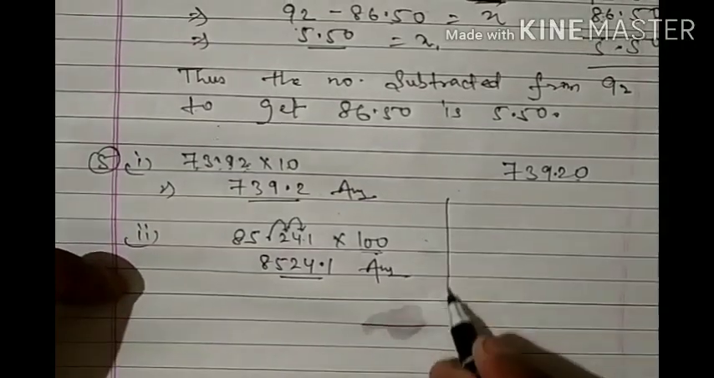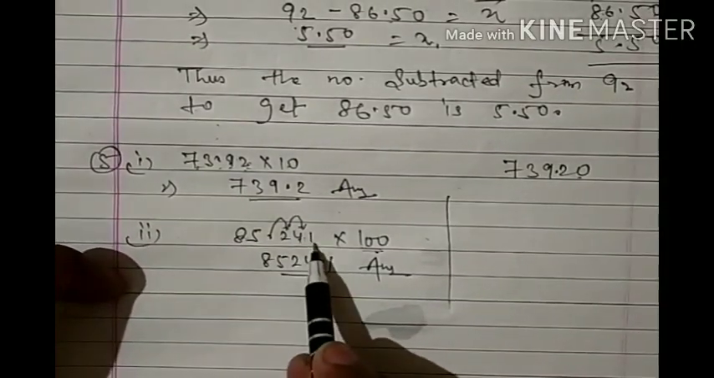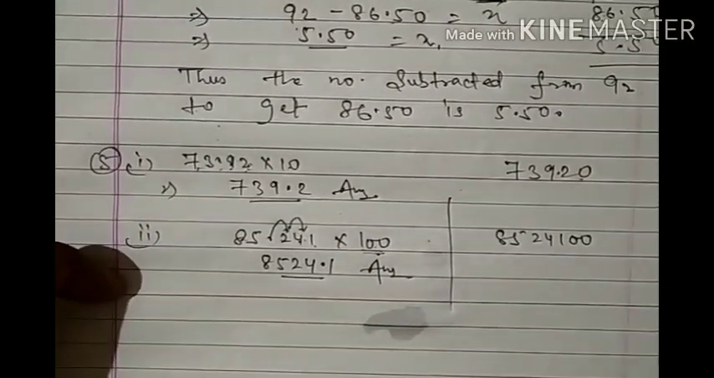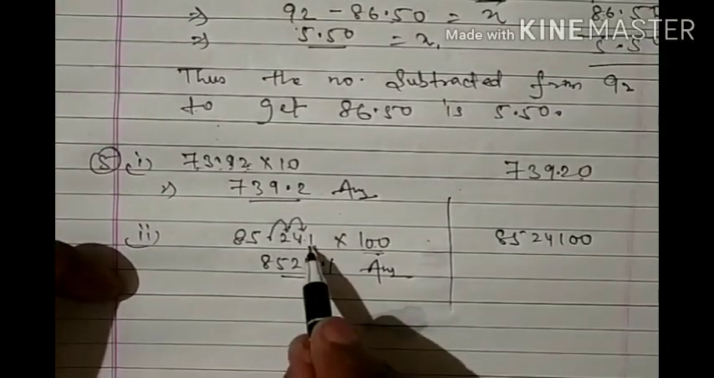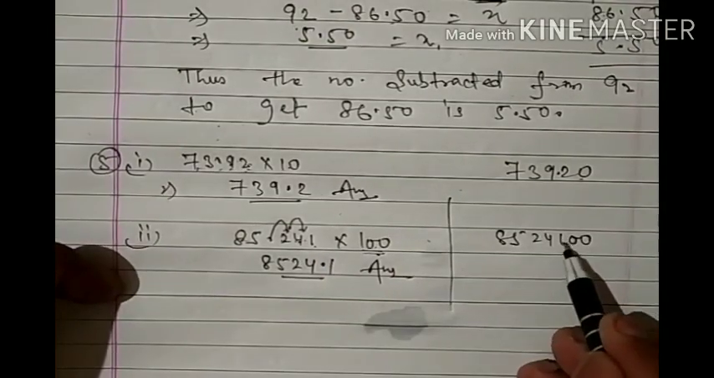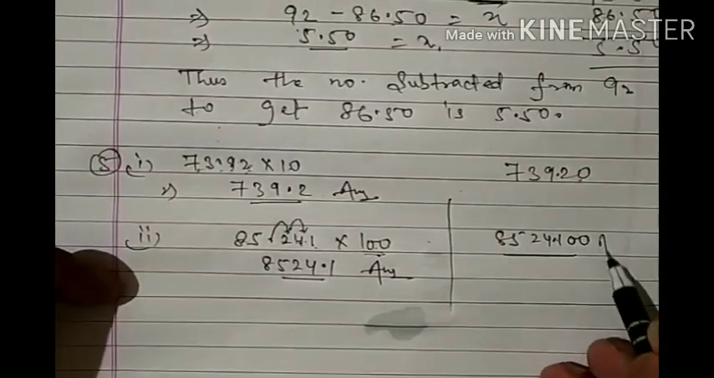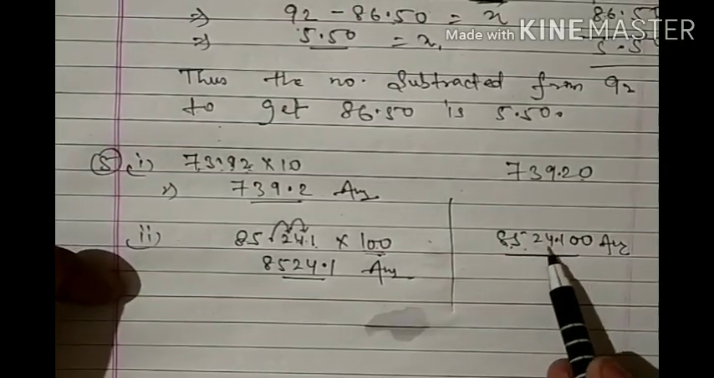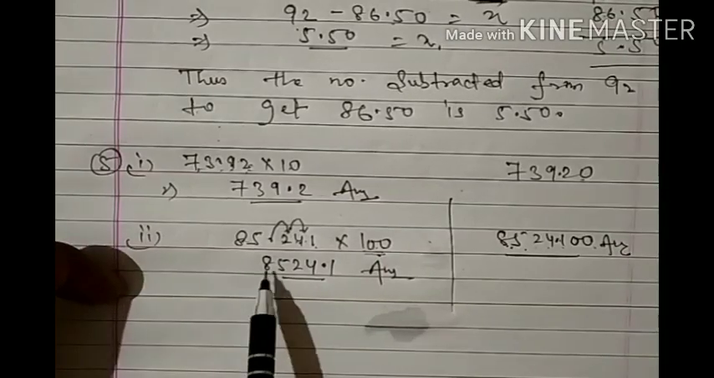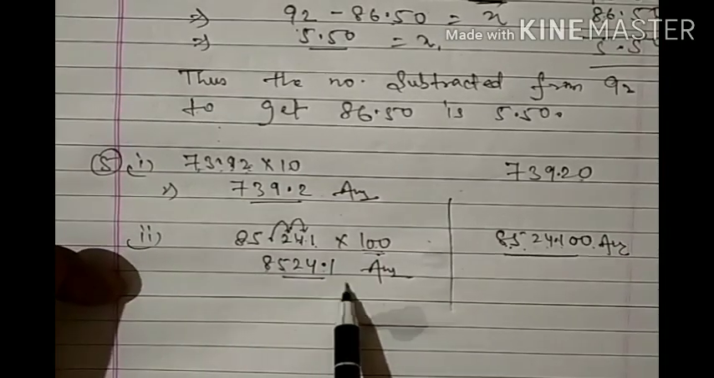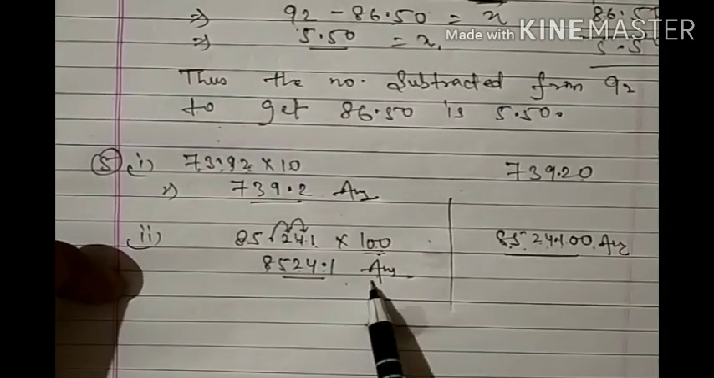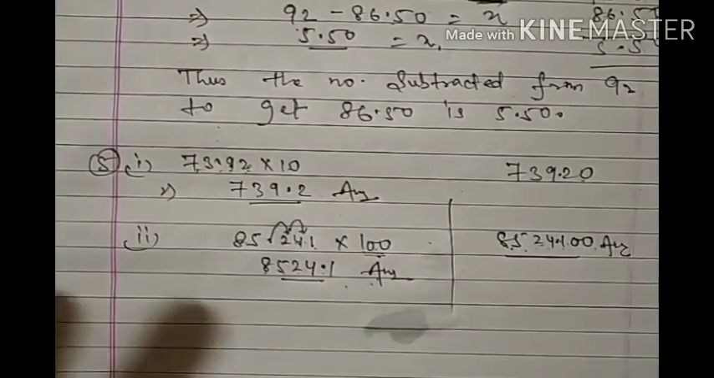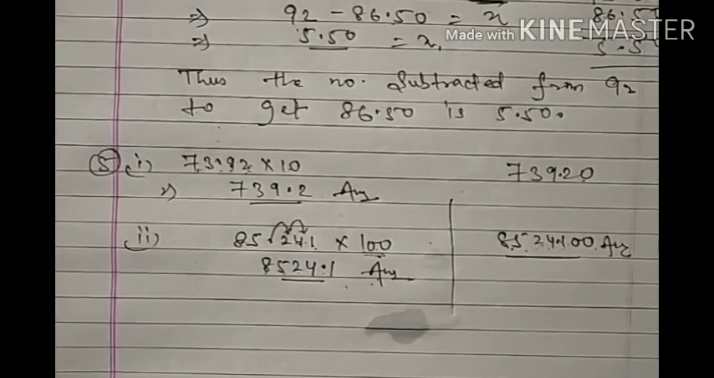You all can solve it in a different way. 85241 multiplied by 100. Simply we will put 24100. After how many places is the decimal? 3. 1, 2, 3. We will put decimal. This is our answer: 8524.100 or 8524.1. Both are correct. We can write the answer in any of the form. That does not matter. Both of the options will be correct.